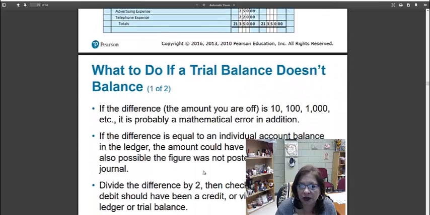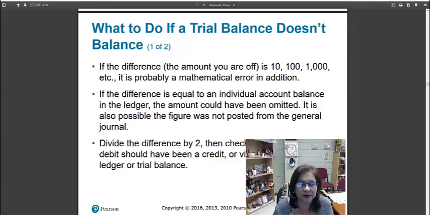Okay. So what if the trial balance doesn't balance? If the difference that you're off is $10, $100, or $1,000, it's probably a mathematical error. Be careful about your zeros, okay? If the difference is equal to an individual account balance in the ledger, then it's something that you did not post or did not add. If you can divide the difference between the two balances by 2, then check to see whether a debit should have been a credit or a credit should have been a debit, making sure that you've got the correct information on the amounts on the right side of the trial balances.